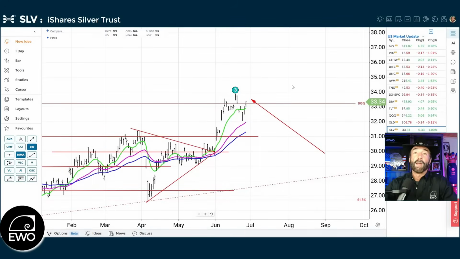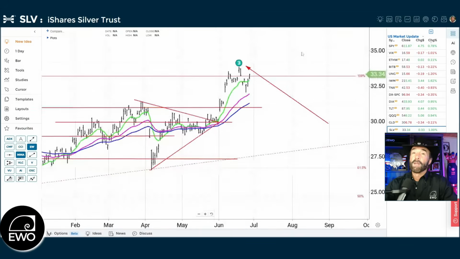So silver is up today while gold is consolidating. We'll see if that can continue. This wave 3 is still active, which means we could go higher in silver. We'll keep an eye on those and see how that plays out.